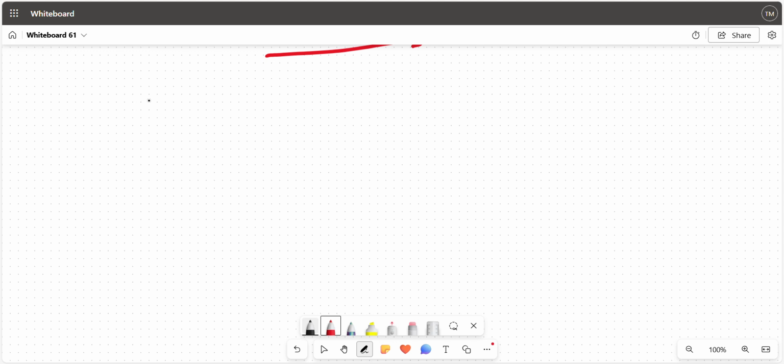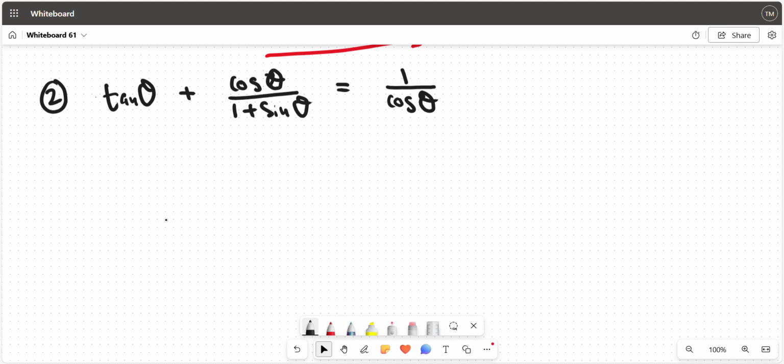Let's take another one. Let's take one that looks like this. All right, the second question says tan theta plus cos theta divided by 1 plus sine theta is equal to 1 over cos theta. So you're looking at this and you're like, Mr. Malachi, how are we going to ever get 1 over cos theta from just that left hand side? Let's take it and let's work with it.